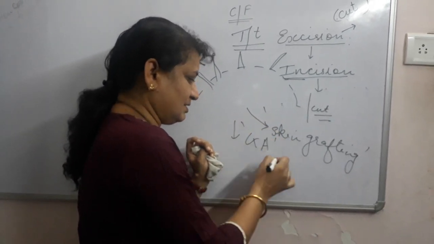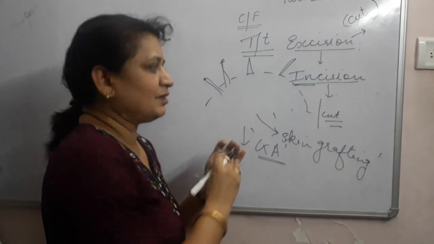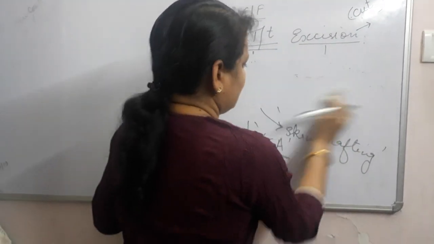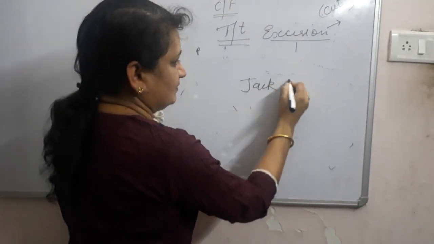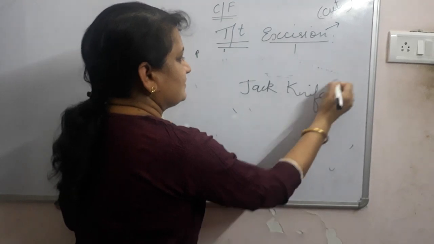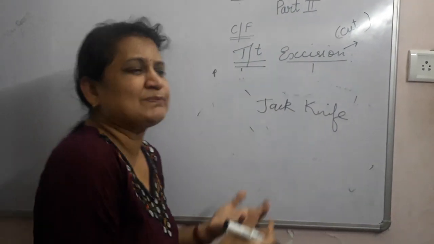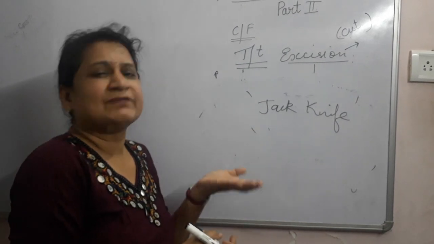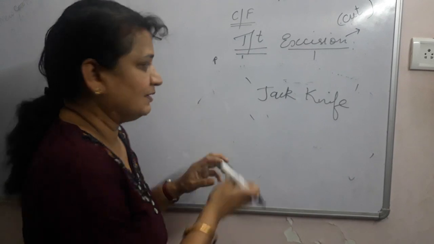general anesthesia. While doing this procedure, the particular position of the patient is jackknife position. Jackknife position, that means the patient has to lie prone with his buttocks upwards. So that is a jackknife position in which you do excision.